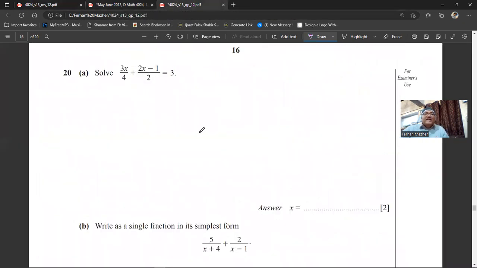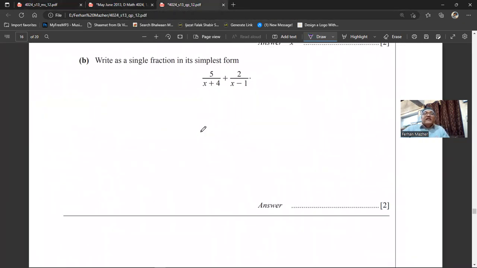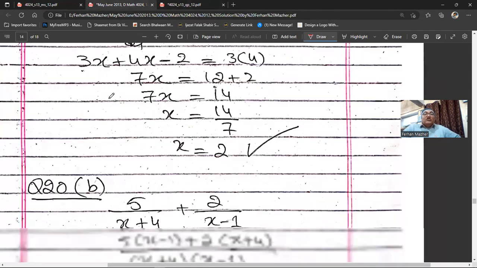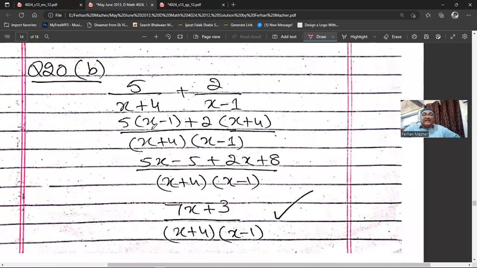I hope you understand. Question number 20, and it's B part. He says write as a single fraction in its simplest form. So you have 5 divided by x plus 4 plus 2 divided by x minus 5. So we have two algebraic fractions, and we want to add them. So I will take the LCM. Both the denominators will come in the LCM.